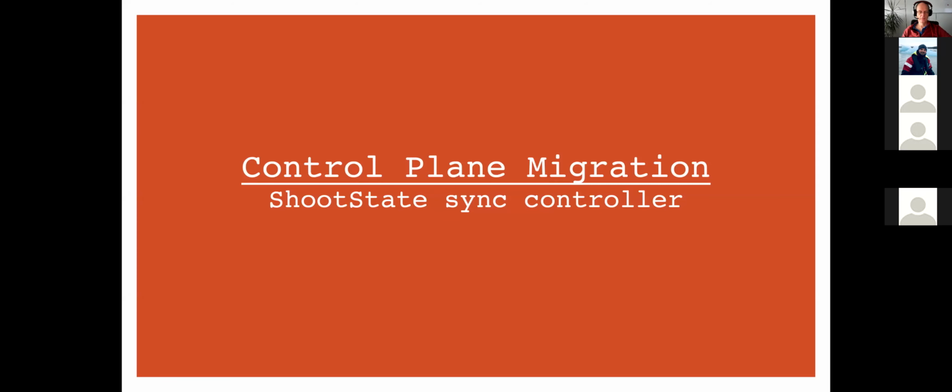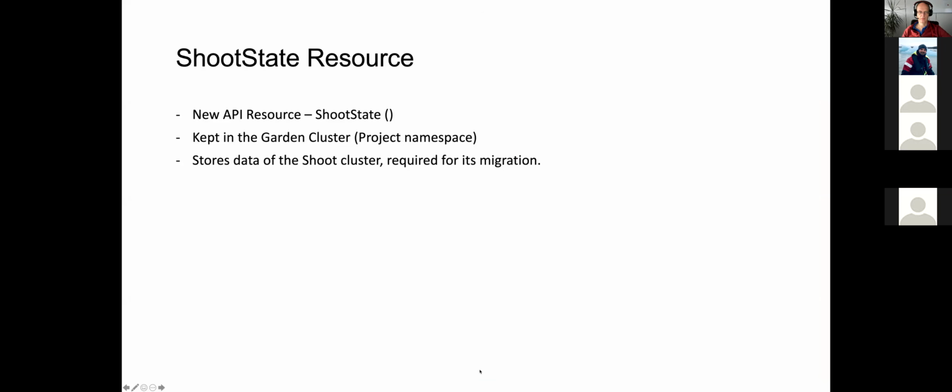So I'm going to quickly share with you part of the current progress on the control plane migration. The whole feature is still in progress, but just an update. With the control plane migration, we would like to achieve functionality that gives the ability of migrating the control plane of the shoot clusters between seeds without affecting the shoot workload. And for that, we introduced a new API called ShootState. It is used to store the data required during the process of the migration.